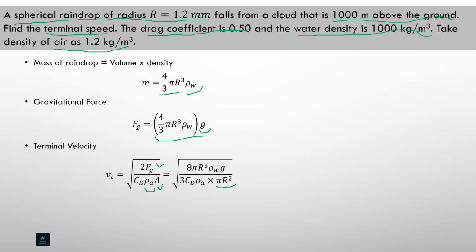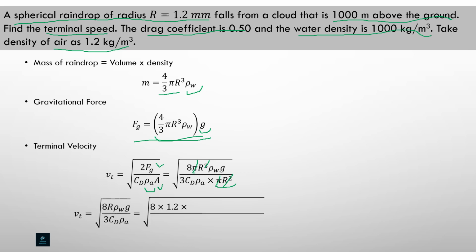We can put F_g from here to obtain v_t equals square root of 8 pi r cube rho_w g divided by 3 C_D rho_a times pi r square. This pi we can cancel, this r square also gets cancelled, and there only remains r in the numerator. Therefore, v_t becomes square root of 8 r rho_w g divided by 3 C_D rho_a.